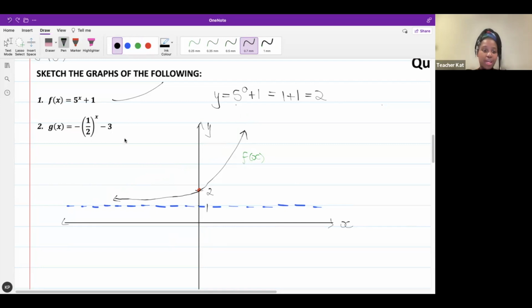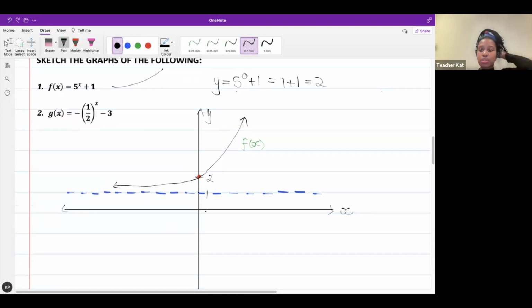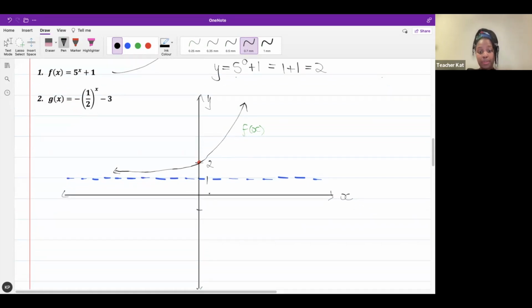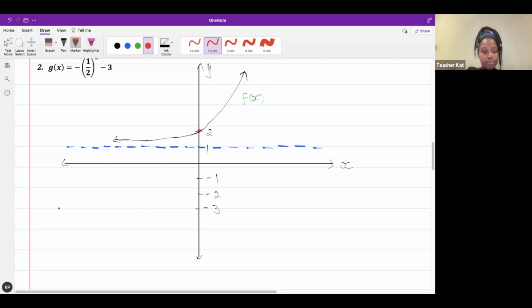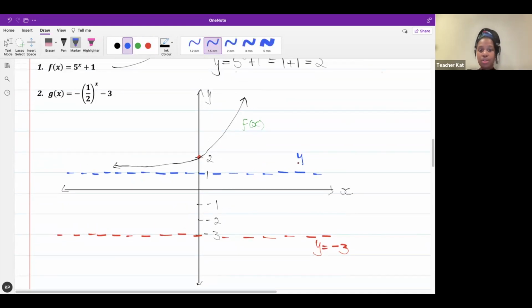Moving on to g of x. Let's start off with our asymptote. Our asymptote is negative what? Asymptote. There we go. So I have -1, -2, and -3. My asymptote is all the way down here. I suggest you also write the equation of the asymptote. So I'm going to write here y is equal to -3. I'm going to go back to the first one and write y is equal to 1.